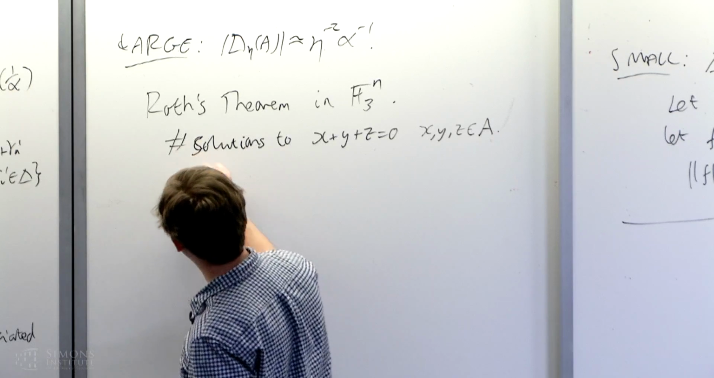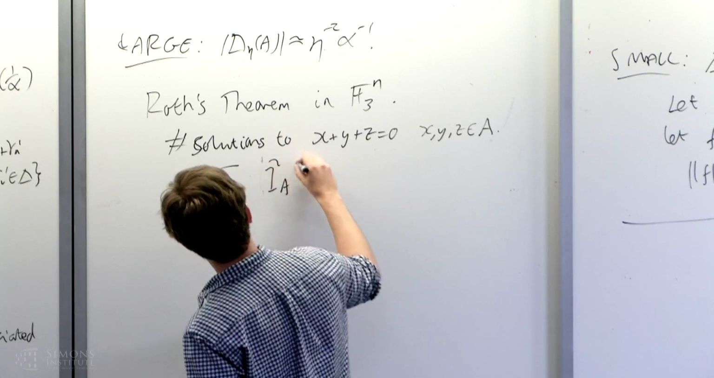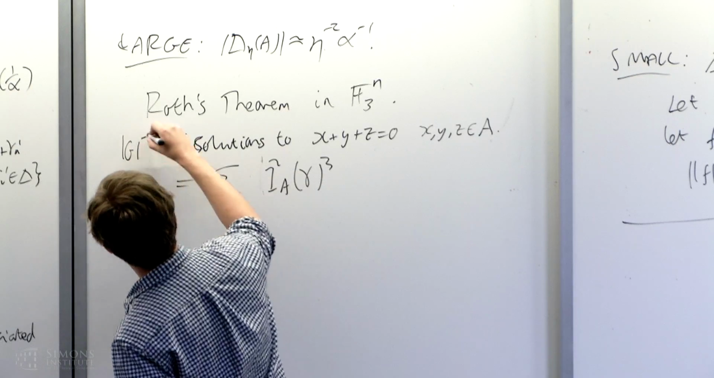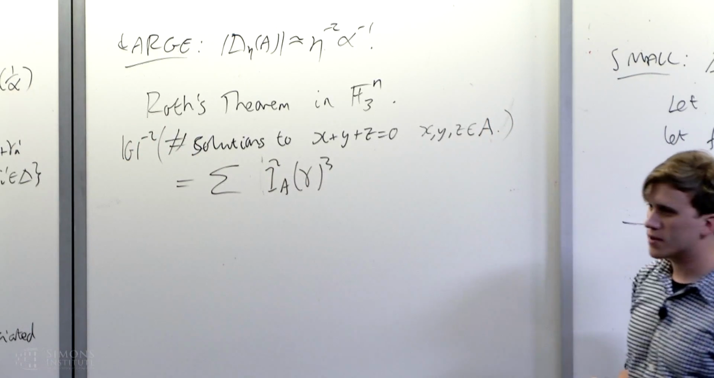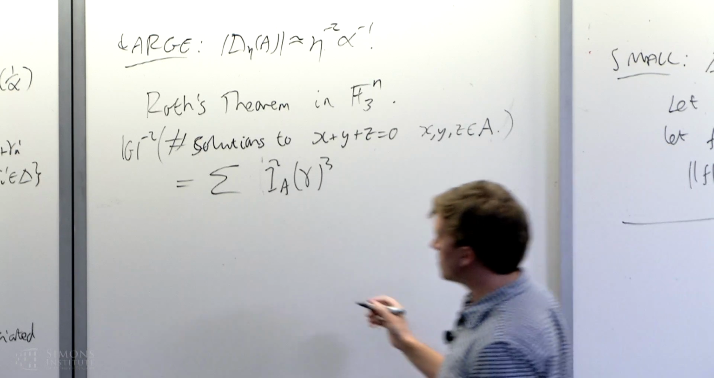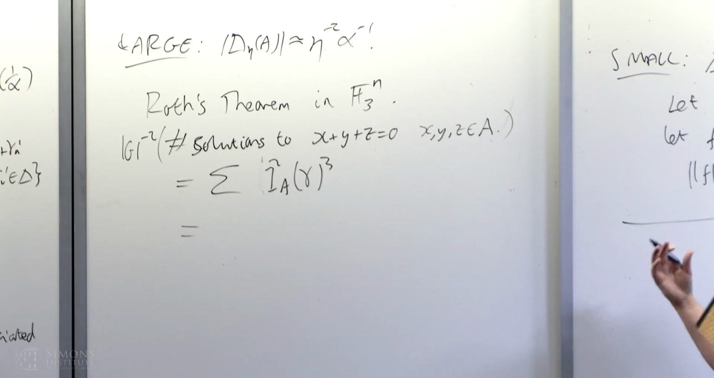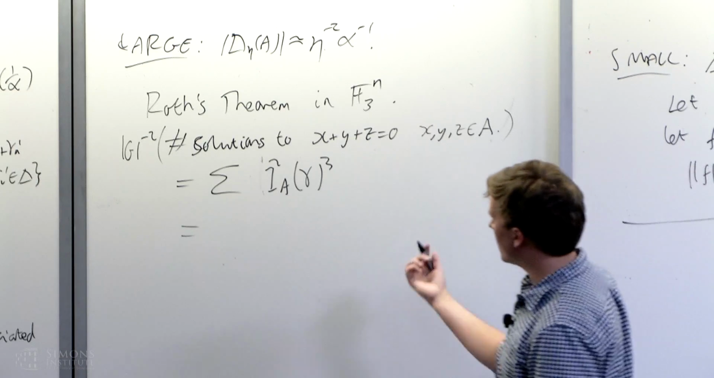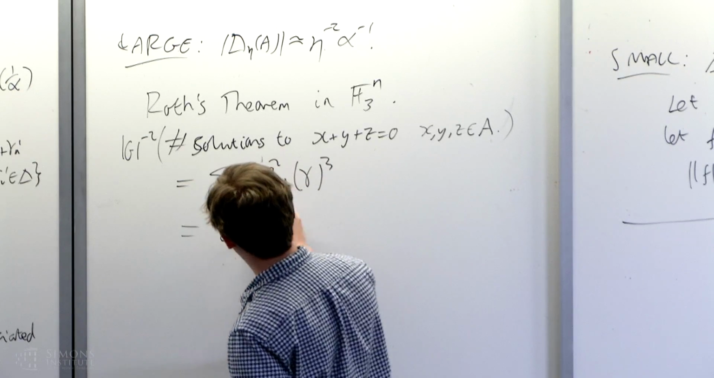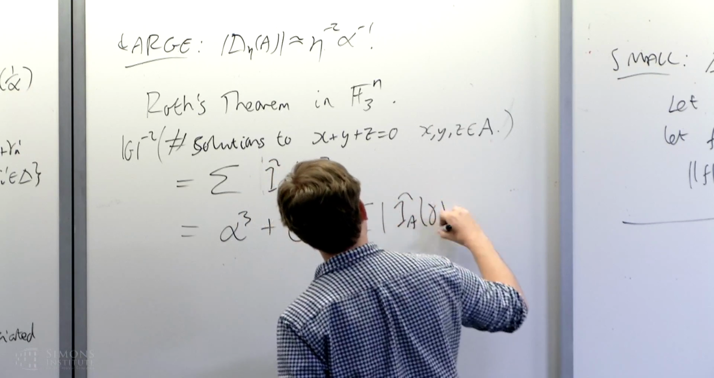And then by orthogonality, I can write this as the sum of the Fourier transform cubed. I guess the normalized count of this is equal to the sum of the Fourier transform cubed. And then, as is standard, going all the way back to Roth, and in theory before that, it's the circle method. I isolate the part where gamma equals 0 from the part where gamma is not 0. So I write this as equal to alpha cubed plus big O of the sum over gamma not equal to 0 of the size of the Fourier transform at gamma, cubed.